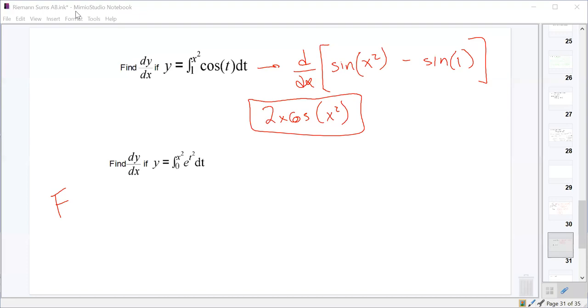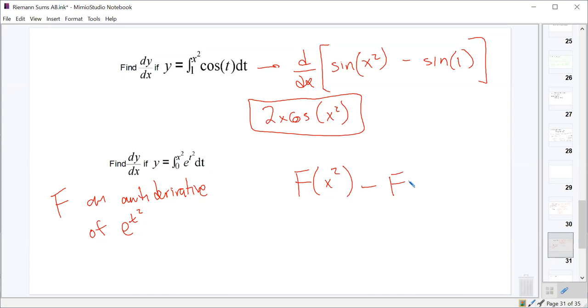All right, so let's call capital F an antiderivative of e to the t squared. And let's just write this out. What does the integral from 0 to x squared of this look like? Well, it looks like capital F evaluated at x squared minus capital F evaluated at 0. Everybody agree? If capital F is an antiderivative of this?